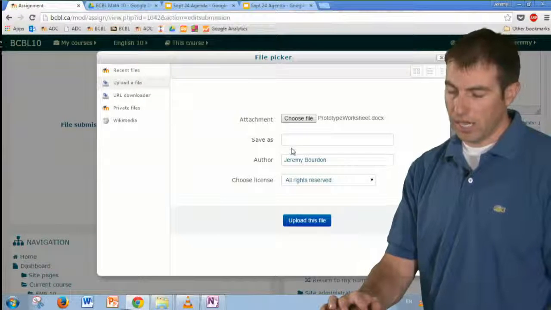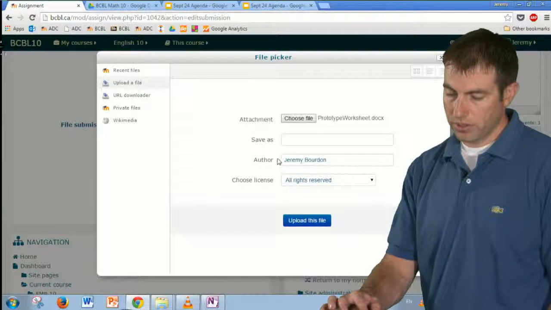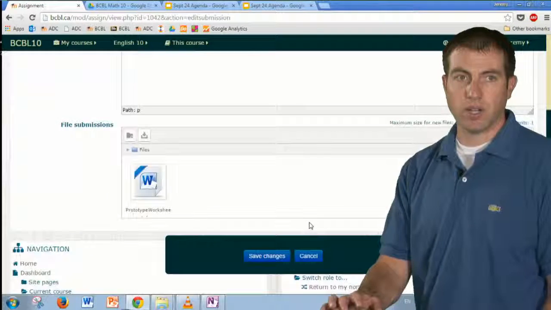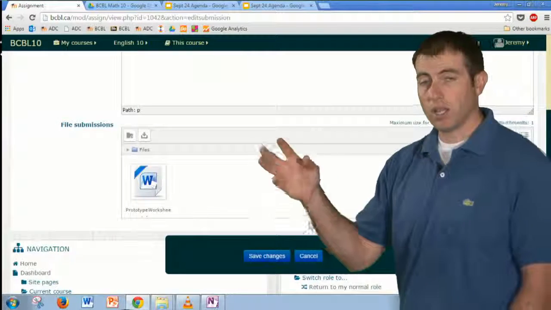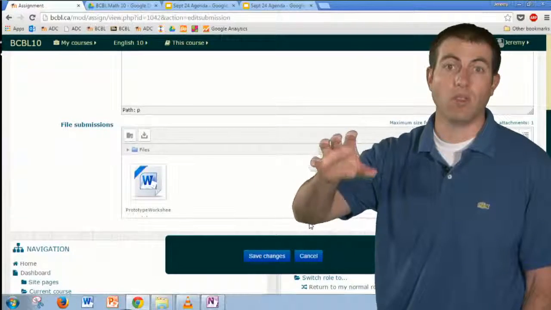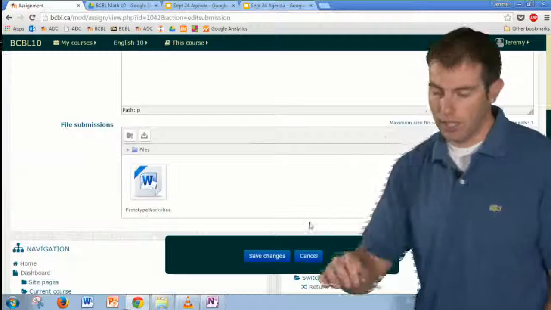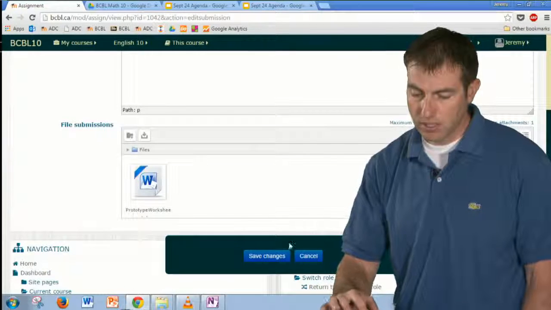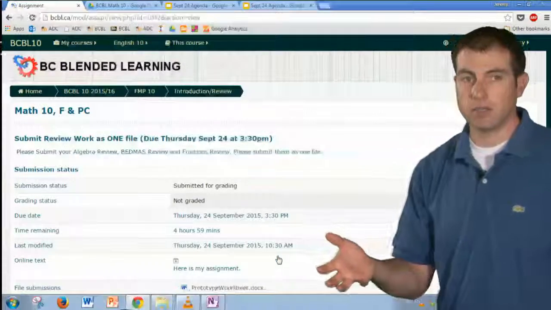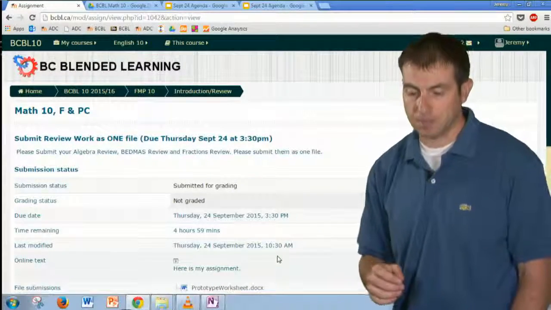And this Save As you can ignore. The author, your name will likely appear next to that. And then what you need to do is upload the file. What that's going to do is take the file off your computer and bring it onto the Moodle server. So now the course has that file. And the important thing is to click on the Save Changes button. All the work that you've done won't get saved until that is there.